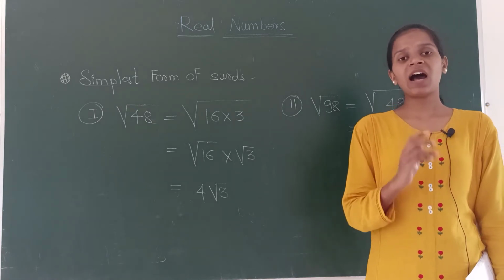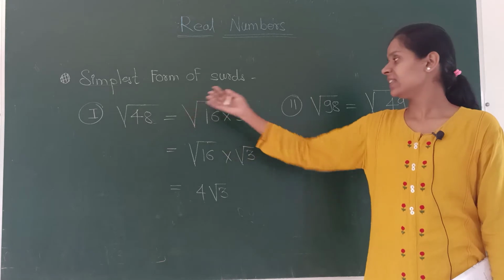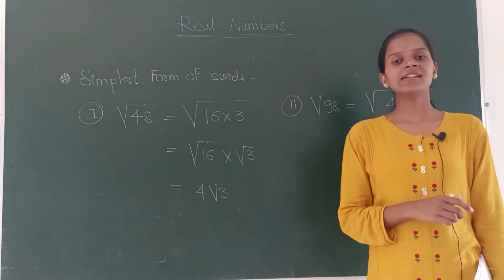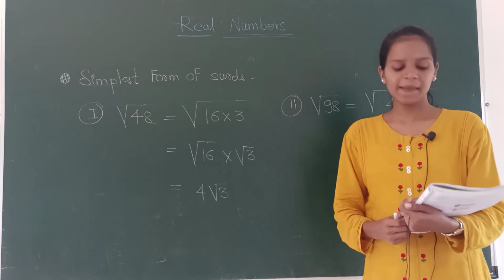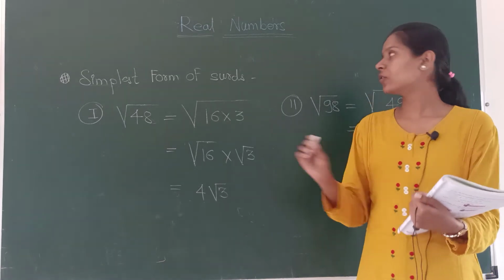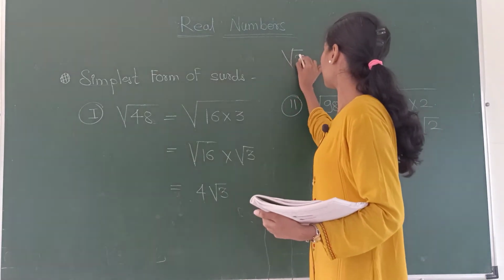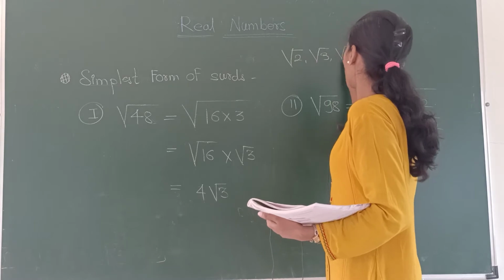In the exam they will ask you the question, write the simplest form of the given surds, and they will give you surds like this. Then you have to simplify them. See, note down: under root of 3, under root of 2, under root of 3, and under root of 5.